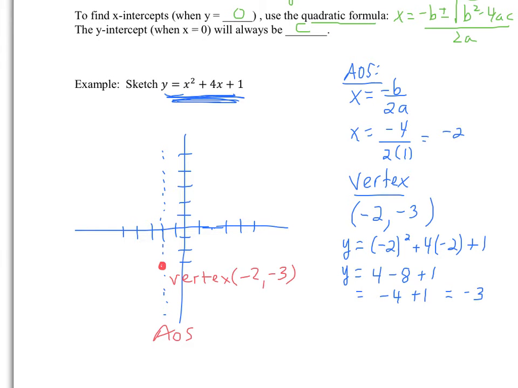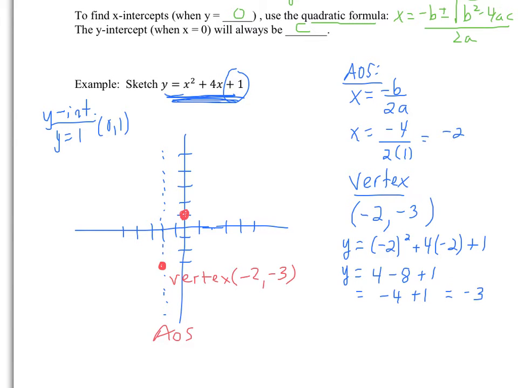Let's find an x and y intercept if we could. So let's start with the y-intercept. To find our y-intercept, we know we're going to make x 0. Well, we said that's always going to just be this number on the end. So the y-intercept is at 1. So 0, 1 is where we have our y-intercept. Our x-intercept, we have a little more work to do for this.